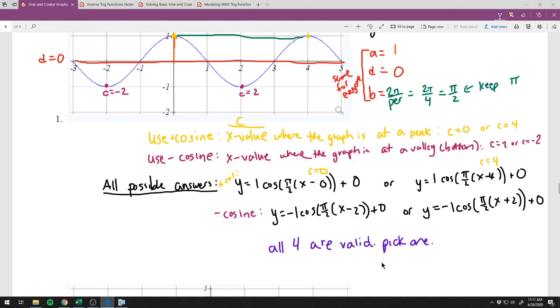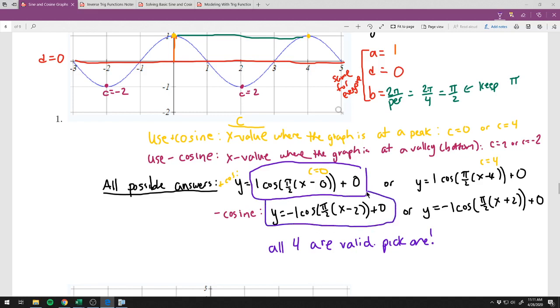And we didn't even go over the possibilities with sine. You could pick sine with this as well. You would find where the middle is. Positive sine, middle and going up. Negative sine, middle and going down. All right, so I would use this one because this is the easiest one to write in as our answer.